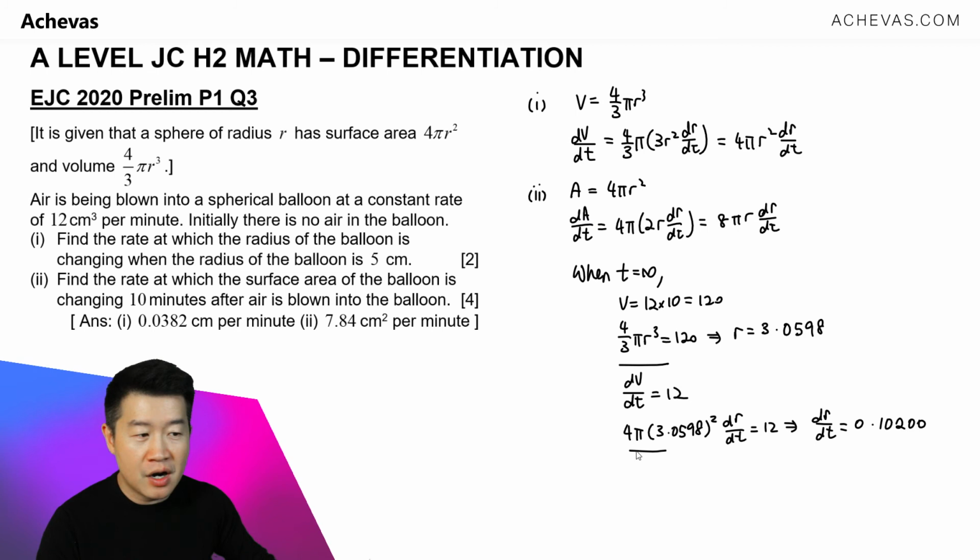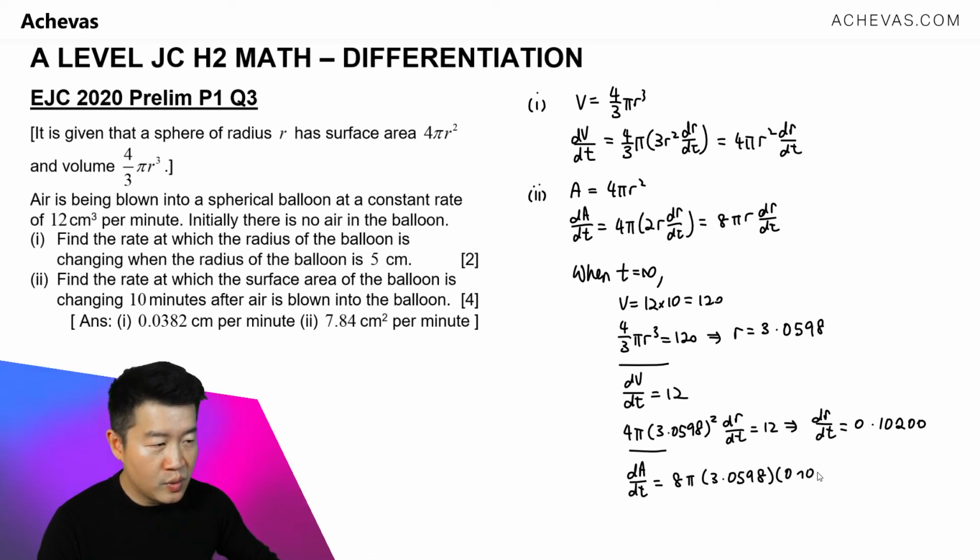And now we have all the necessary quantities in order for me to find dA/dt. We have r, we have dr/dt. So let's find dA/dt. So dA/dt is 8πr, which is this 3.0598. Then dr/dt, which is this 0.10200. Let me write this properly. 0.10200. So dA/dt to 3 significant figures is 7.84.